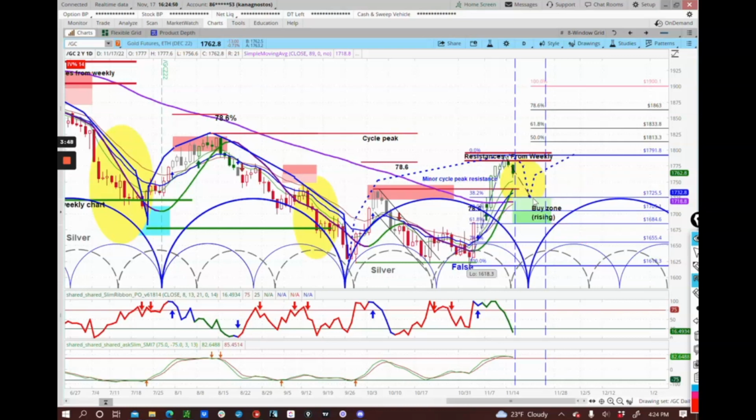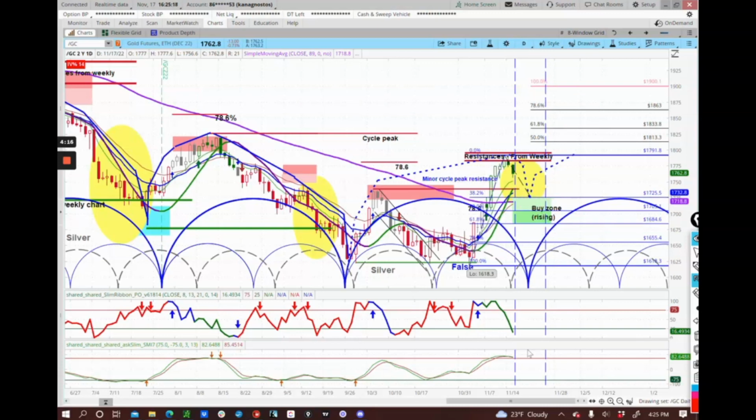Now, momentum on the daily chart is positive with both the reversal scout as well as the slim ribbon. The slim ribbon colors the candles green, gray, or red depending upon momentum conditions. So what we want is for gold futures to retrace into this timing window, for this support zone to hold, and then for gold futures to begin to move back up again into the rising phase of this next cycle.